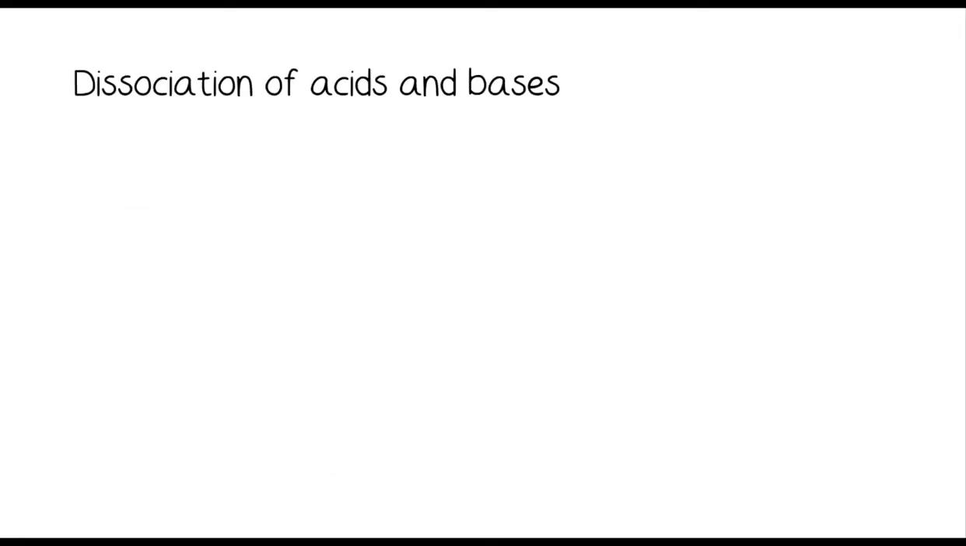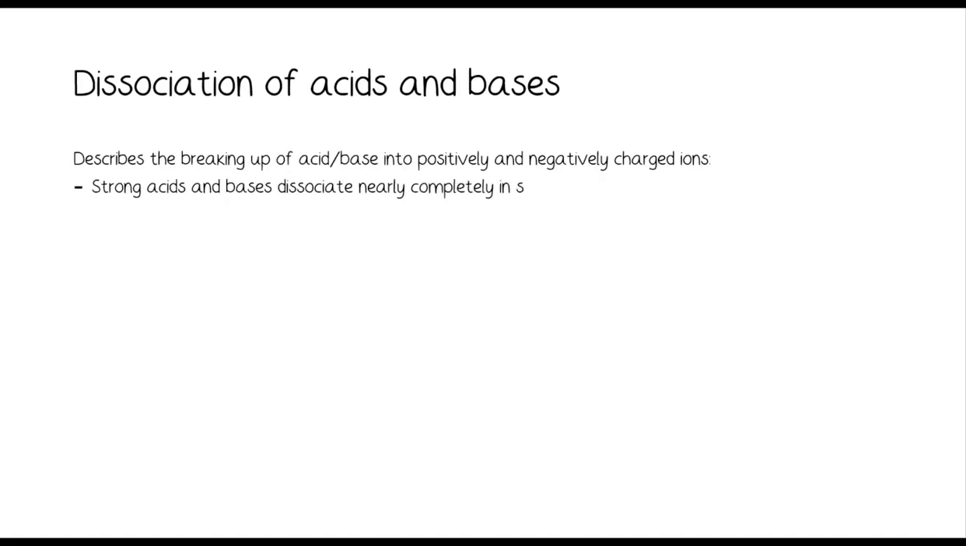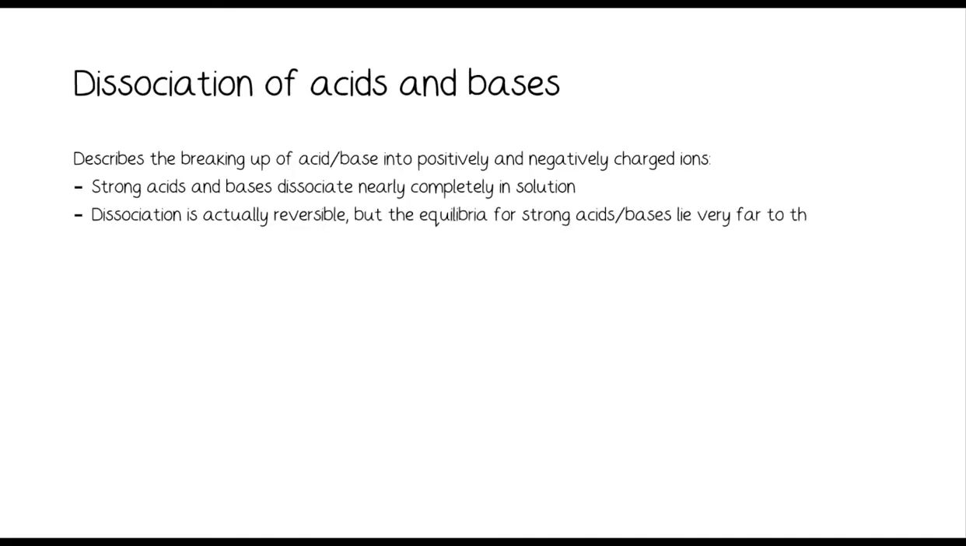So let's talk about the dissociation of acids and bases. Dissociation describes the breaking up of acids and bases into their positively and negatively charged ions. Strong acids and bases dissociate nearly completely in solution. It is important to note that dissociation is actually reversible, but for strong acids and bases, the equilibria is so far to the right, we might as well consider them to just be straight reactions. So we've got HNO3, nitric acid, dissociating into H plus and NO3 minus, and we've got a strong base such as potassium hydroxide, which dissociates into K plus and OH minus.